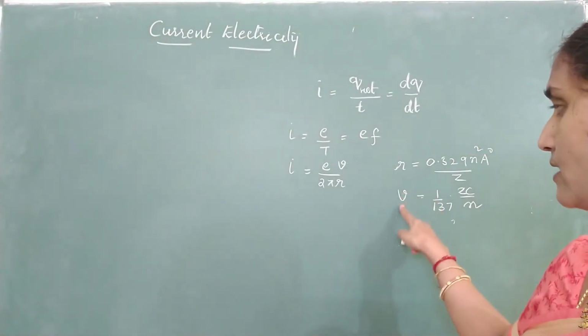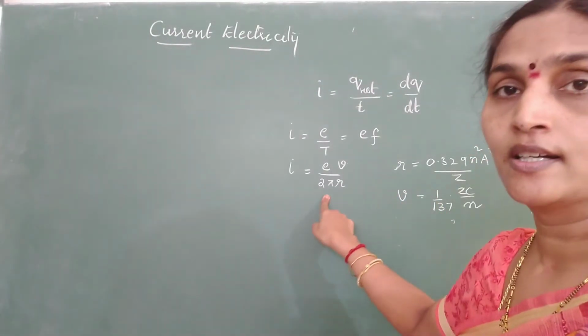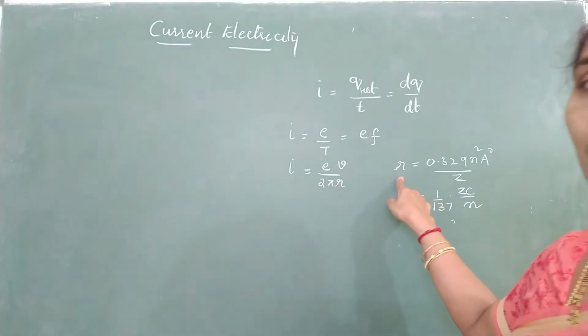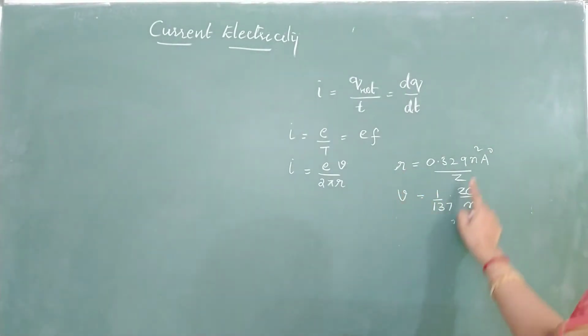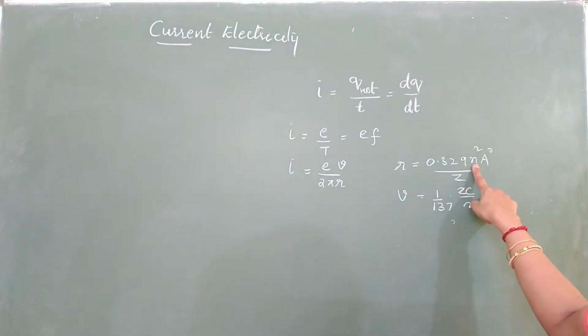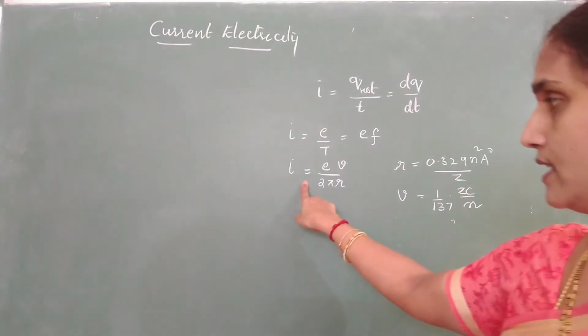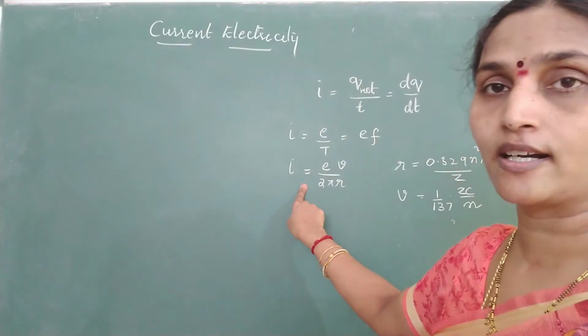So if they give you radius and velocity, directly put the values. If they don't give you, and they say it is the hydrogen atom electron in the first orbit of hydrogen, Z will be 1, n also will be 1. Find out and then substitute to get the electric current.